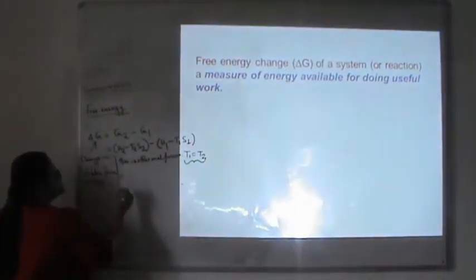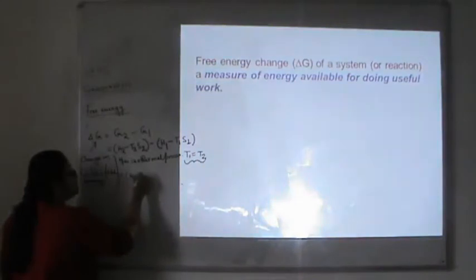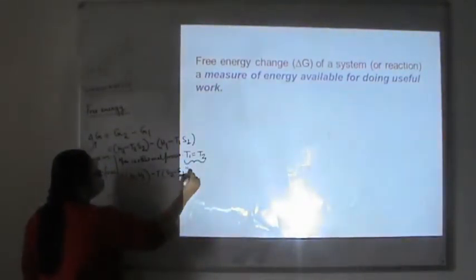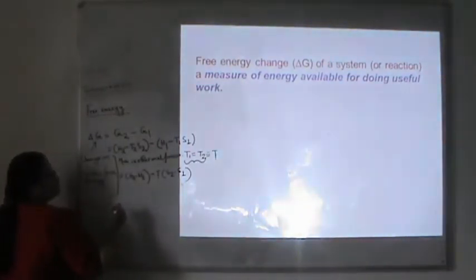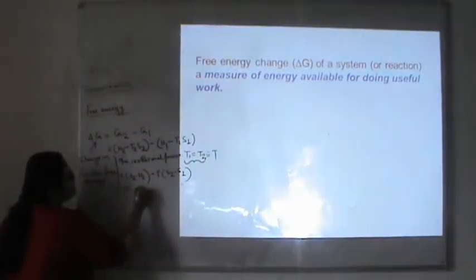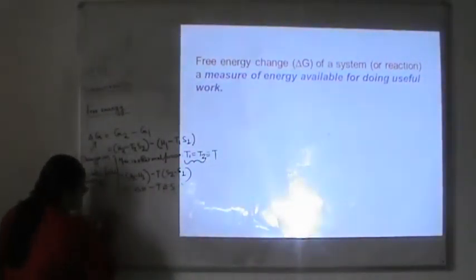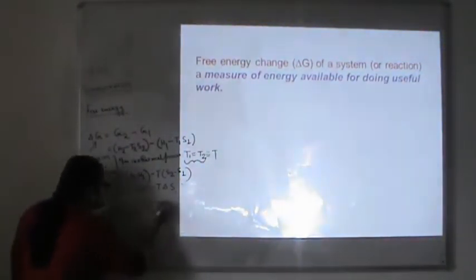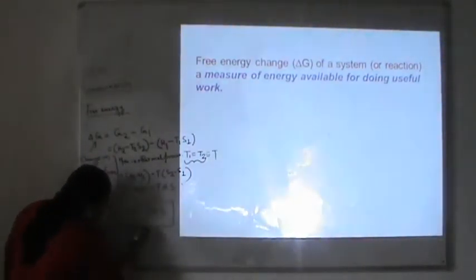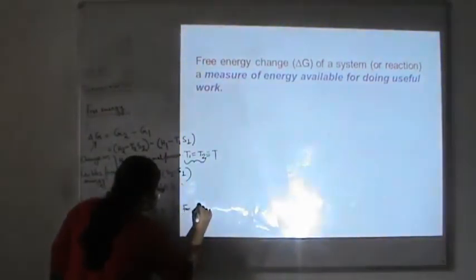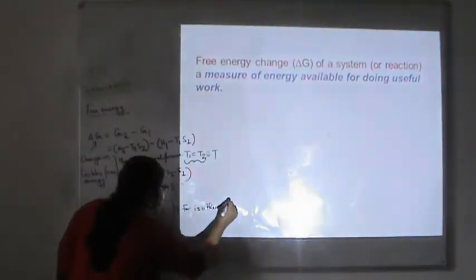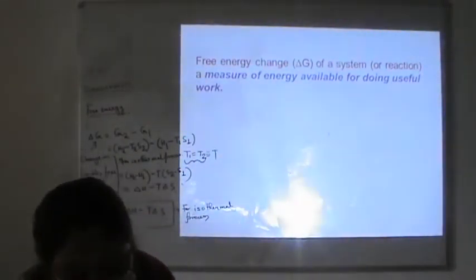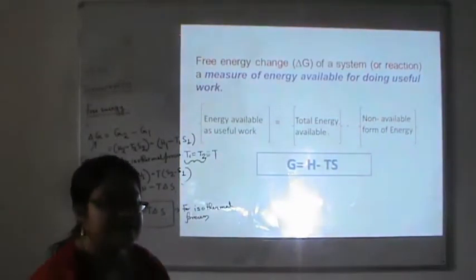Then delta G is equal to H2 minus H1 minus T times S2 minus S1. So delta G is equal to delta H minus T delta S. So delta G is equal to delta H minus T delta S when temperature is constant, for an isothermal process.